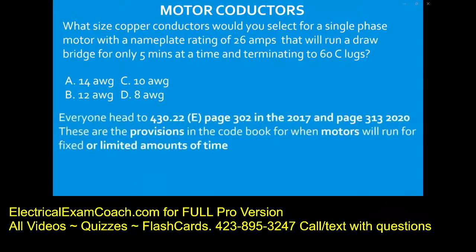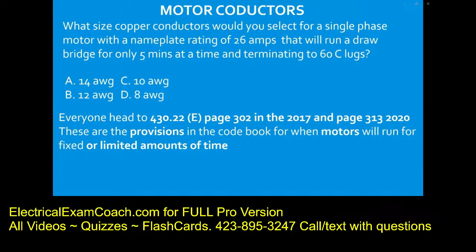Everyone head to 430.22(E). It's on page 302 of the 2017 and on page 313 of the 2020. There are provisions in the code book for when motors will only run for a fixed or limited amount of time, that you can have a reduced amp draw to size your wire by. Or sometimes it's actually an increased amp draw. So it's really just another demand factor. So everybody head there now. Pause the video now if you need to.